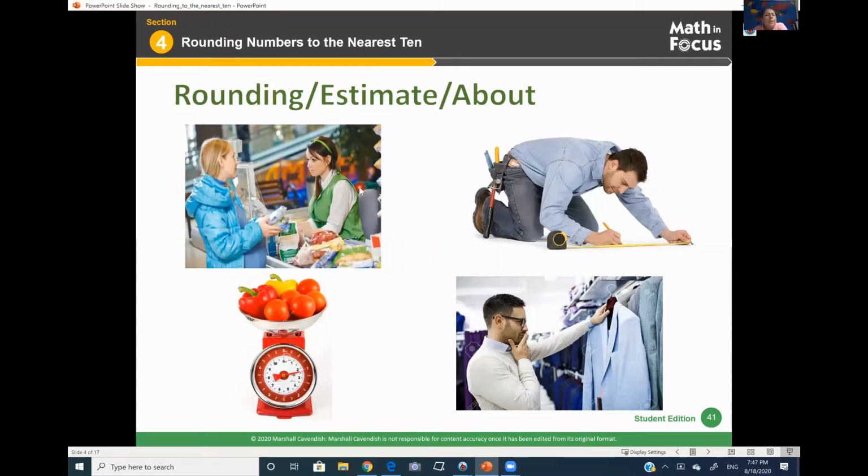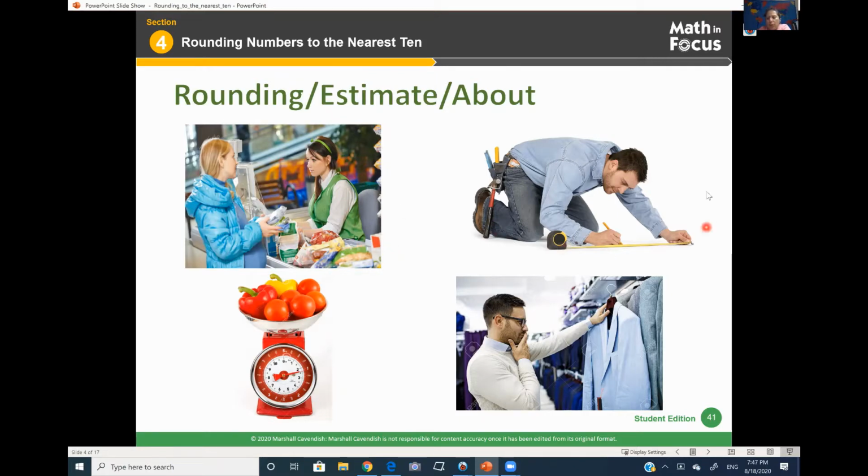Some of the words that mean the same as rounding are estimate and about. So whenever you listen to these words, what I want you to do is estimate. But when do we estimate? We estimate when we go to the store and we want to calculate about how much we are going to be paying. So we do a rough estimate.